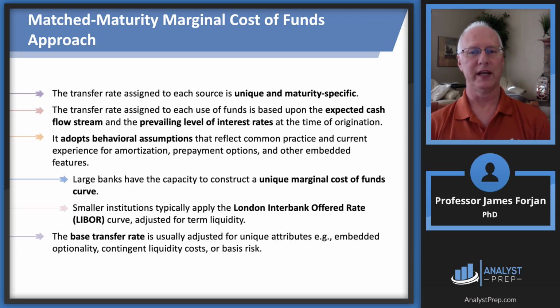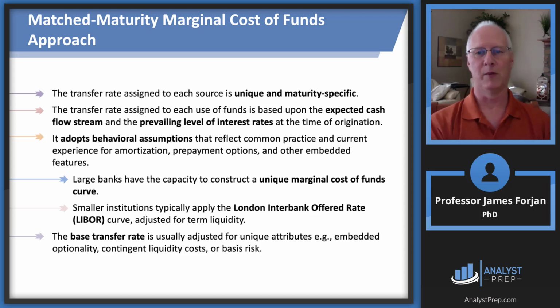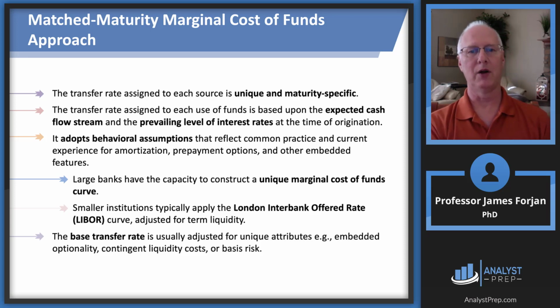Transfer rate assigned to each use of funds based on expected cash flow stream and the prevailing level of interest rates. All right, so this harkens us back to the pricing of a regular old bond, right? Let's just consider an option-free bond. We have these cash flows, and we can use spot rates to discount those cash flows to come up with a price. So we're going to do the same thing here, but instead of pricing a bond, we're going to price something inside of one of these business units as it relates to some other business unit.